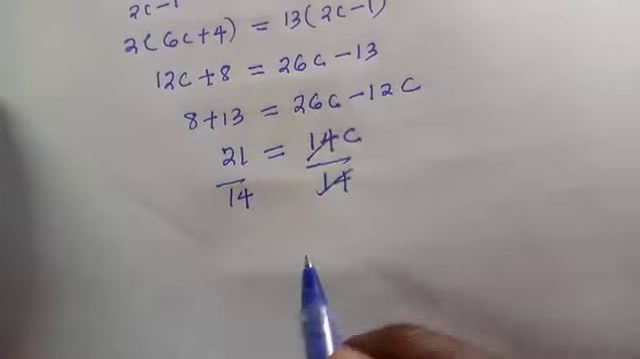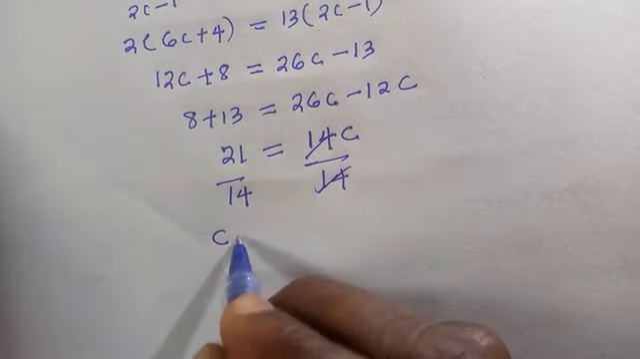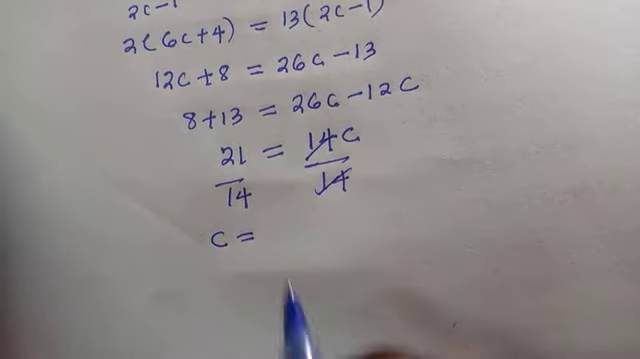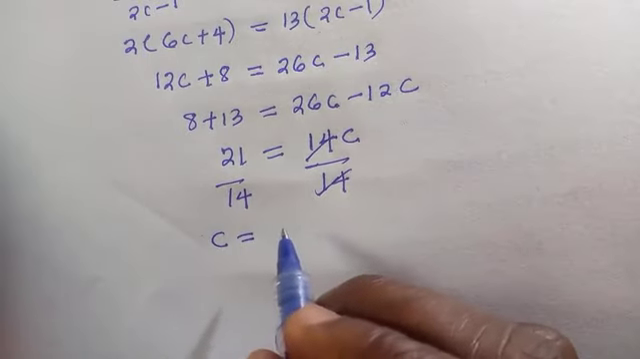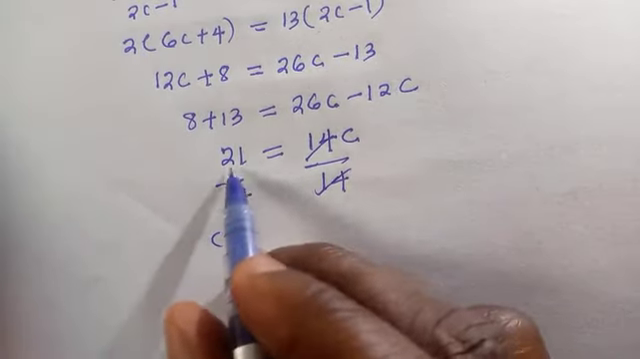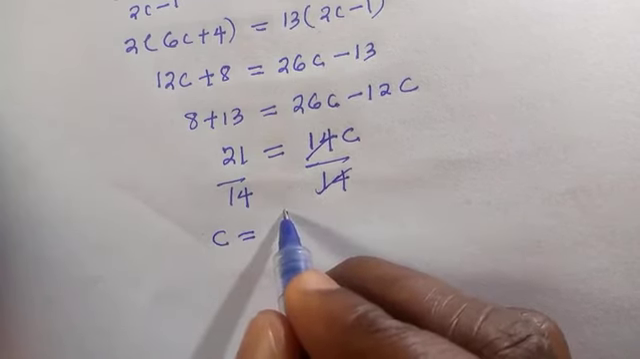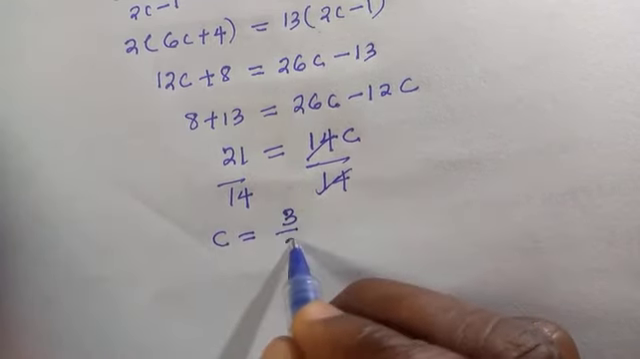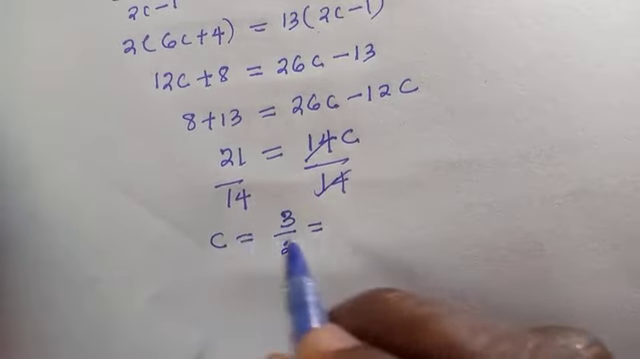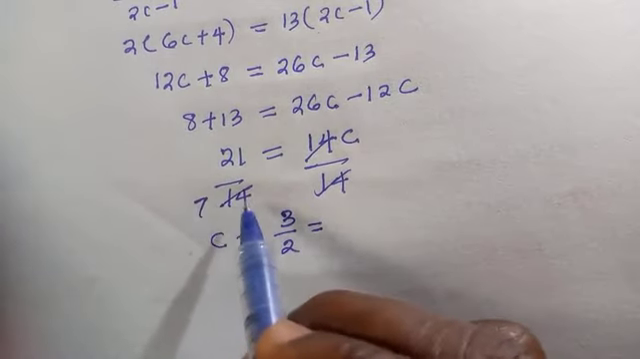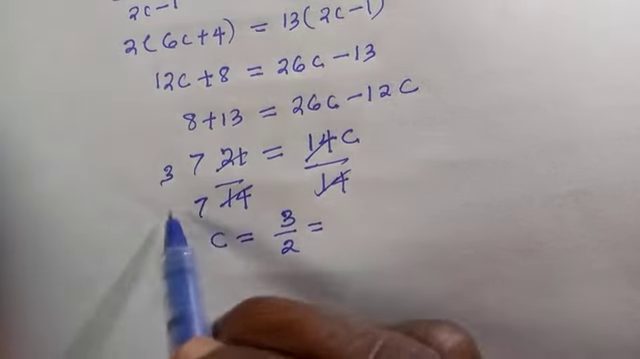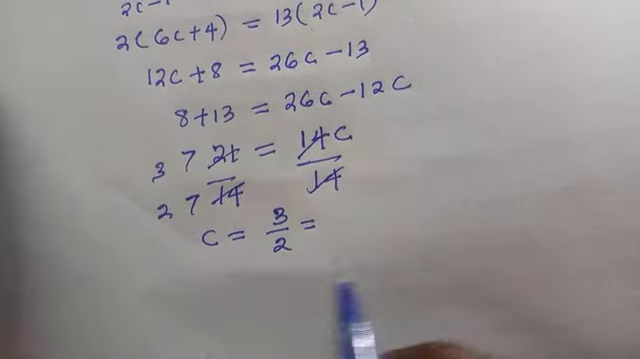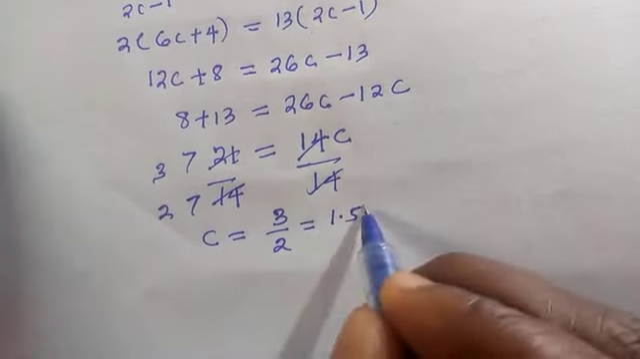This will cancel, and here we have c equals 21 over 14. I can break this down: 7 goes into 14 and 7 also goes into 21. 7 in 21 is 3, 7 in 14 is 2, and 3 divided by 2 is 1.5.